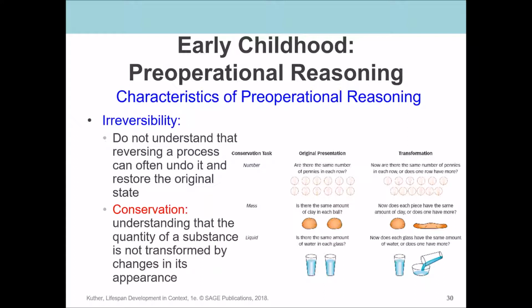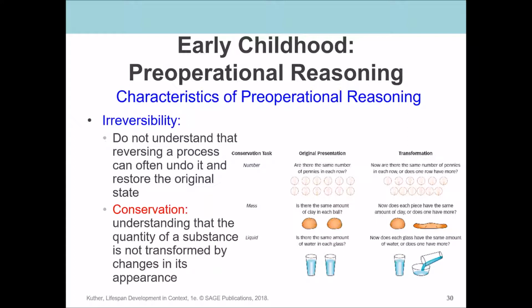So on the right-hand side, you see these different types. The first one being number. So here, the original presentation, they line up, you know, six coins on top and 6 coins on the bottom, so 2 rows of 6 coins each, and then transforms them and takes the top row and spreads them apart a bit. And then asks the child, are there the same number of pennies in each row, or does one have more?